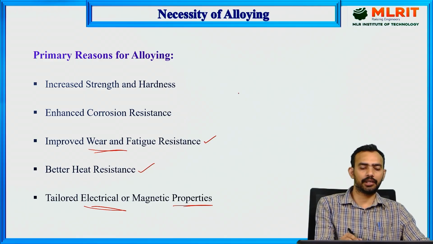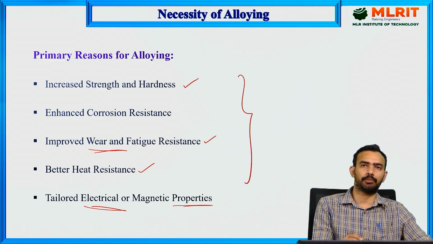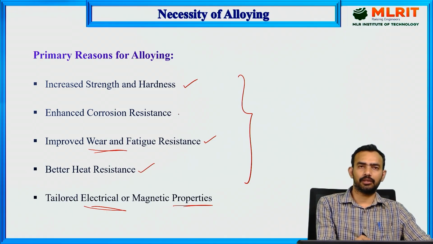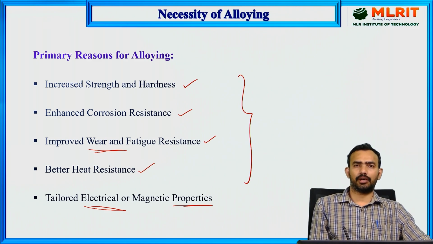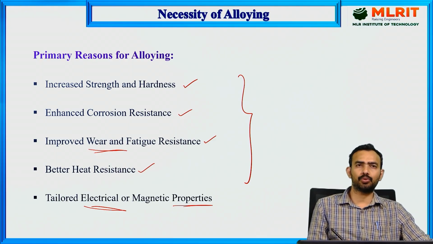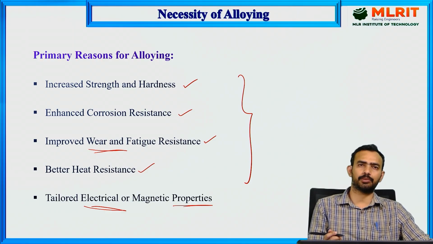So alloying is done because of these primary reasons. One, it could be for improving the strength and hardness. If we need to improve the corrosion resistance, then we can look for it. It could be wear resistance, or fatigue resistance, or to improve the heat resistance of the material. And it could be to tailor, by reduction or improvement, the electrical and magnetic properties. If we want to tailor these properties, then also we seek alloying of the materials.